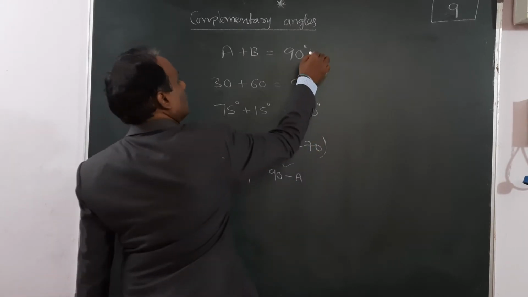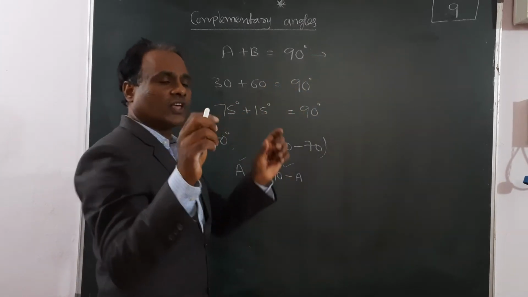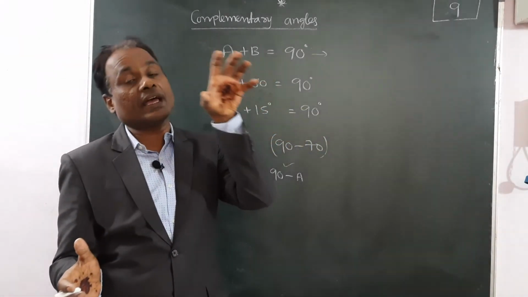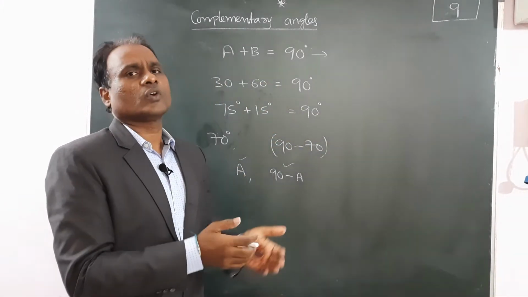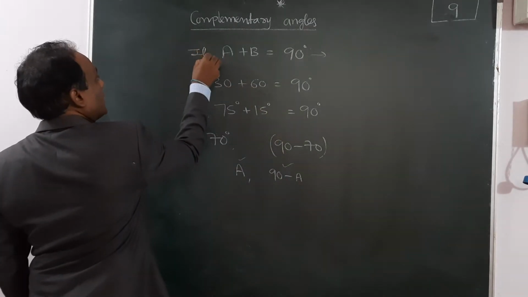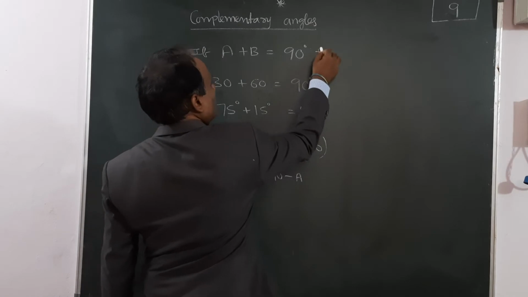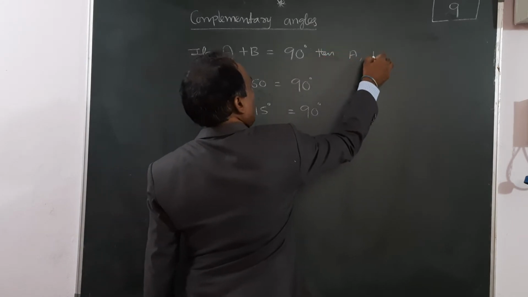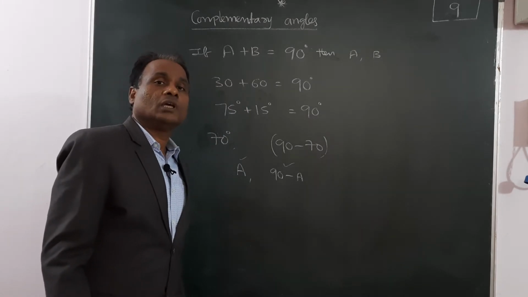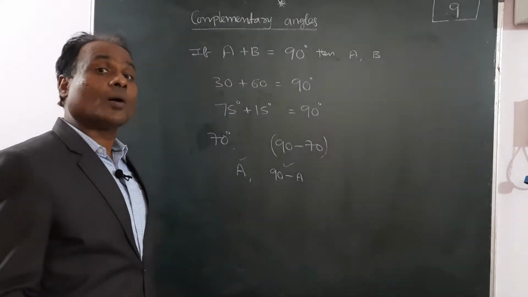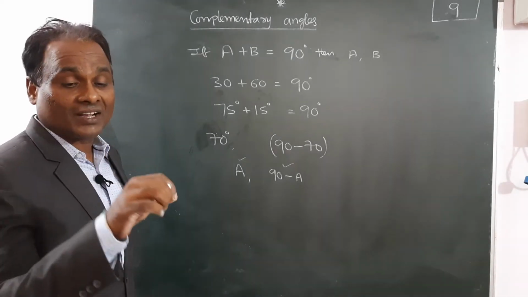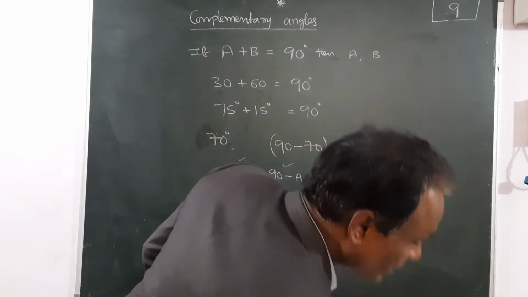So write down: if the sum of two angles is 90 degrees, then one angle is called complementary angle to the other. Or you can write like this also: if A plus B is equal to 90 degrees, then A and B are called complementary angles to each other.